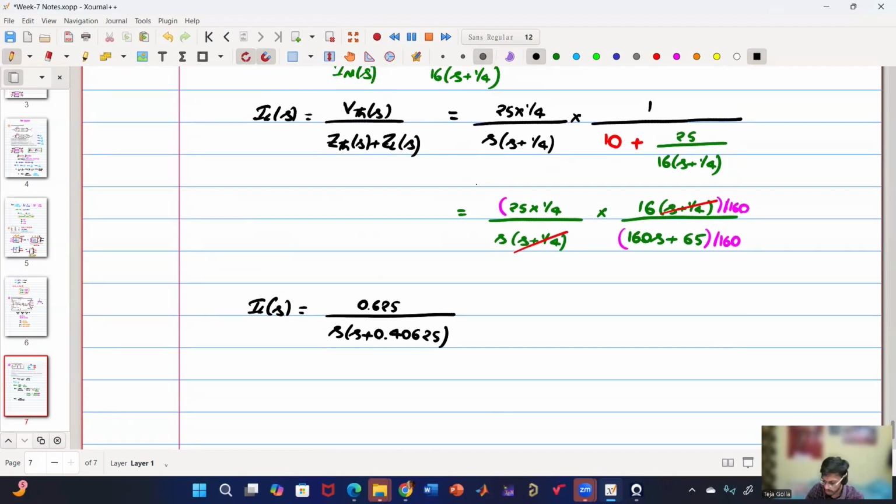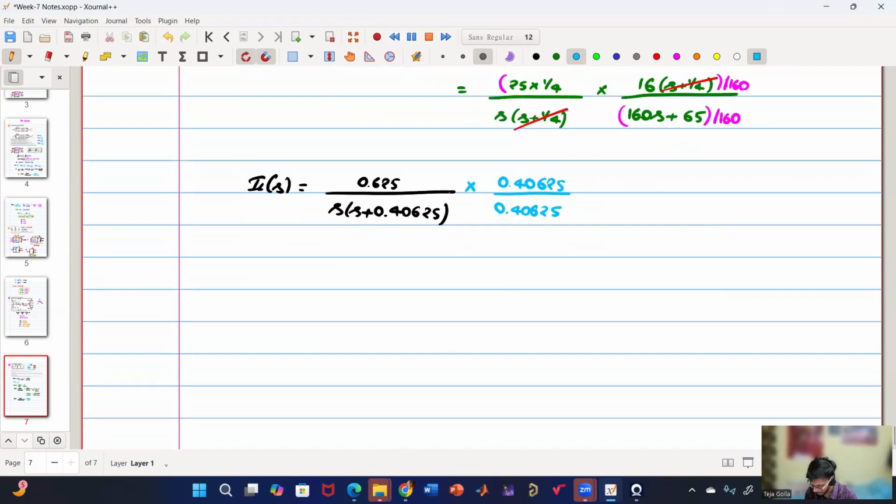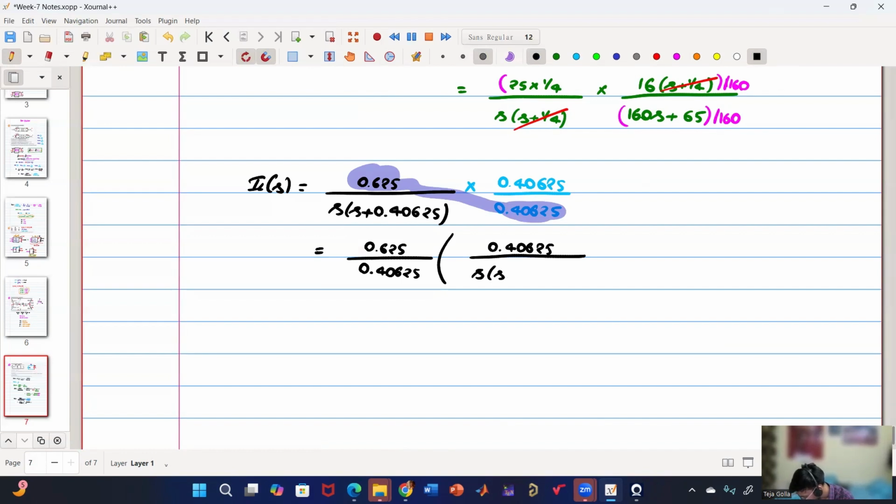Now I will multiply and divide. Instead of partial fractions, one thing I can do is write 0.40625 by 0.40625. I will tell why I am doing this. If I segregate this term and this term, keeping the rest inside, I will get 0.625 by 0.40625, and then this is 0.40625 by S into S plus 0.40625, right?